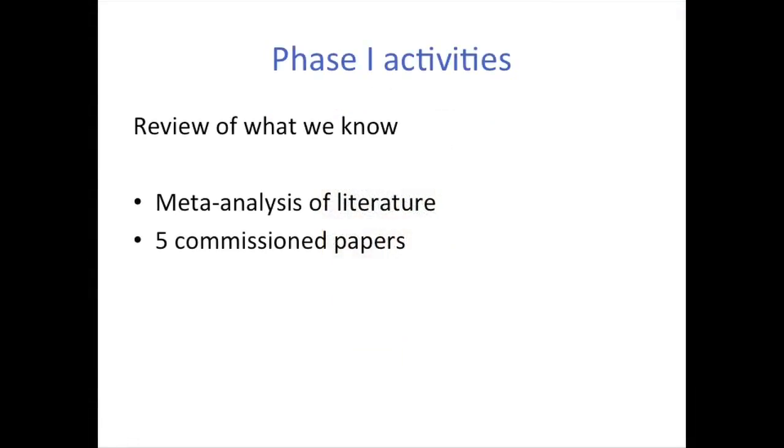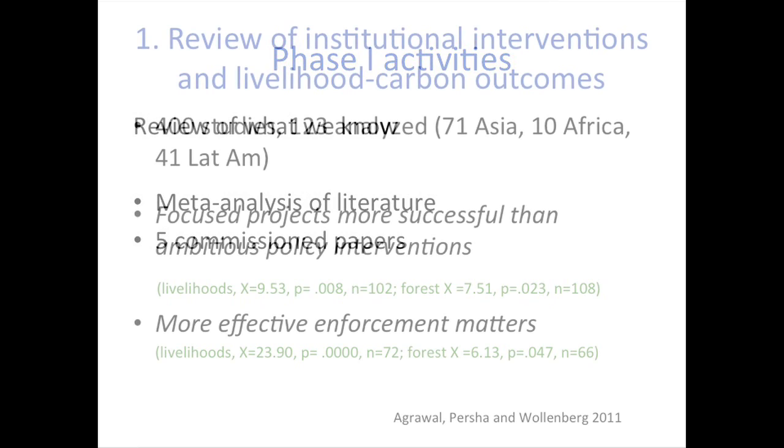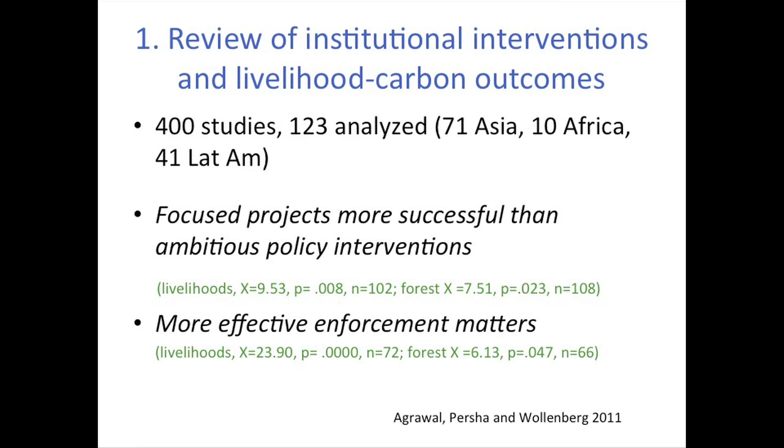So the first phase, just to review some of the findings, as I said, we did a meta-analysis and we commissioned some papers. So the results of the meta-analysis: we looked at 400 studies, but it's surprising how few allow you to look at the intervention and the outcomes in any systematic way. So when you write a paper, please talk about what your X and your Y are, so that people can analyze them a little bit. So we analyzed 123 studies, and there are really only two conclusions that we could draw out of this, which is interesting in and of itself.